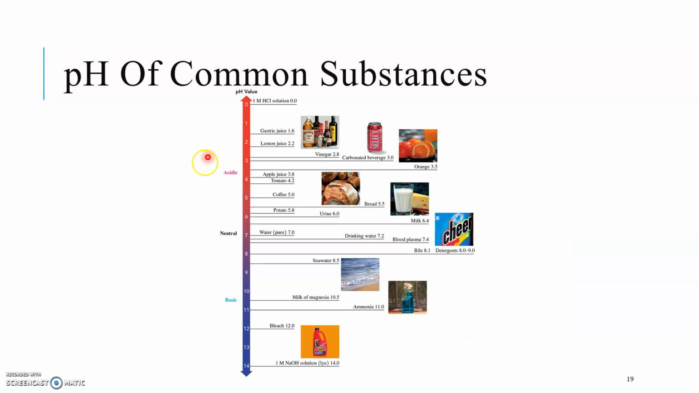So this here shows you some common substances and their pHs. For example, your gastric acid is 1.6 pH, lemon juice is 2.2, vinegar 2.8. If we look at something like potatoes, it's 5.8. Pure water is 7. Drinking water is slightly basic, it's 7.2. Your blood plasma is 7.4, so it's slightly basic. Seawater is 8.5, bleach is 12, NaOH is 14. So these are some common substances with their pH.